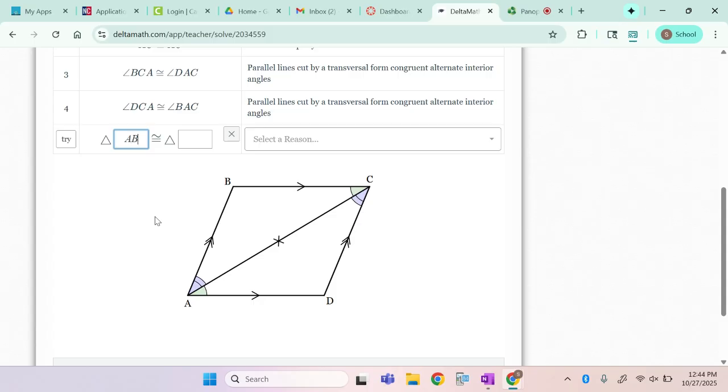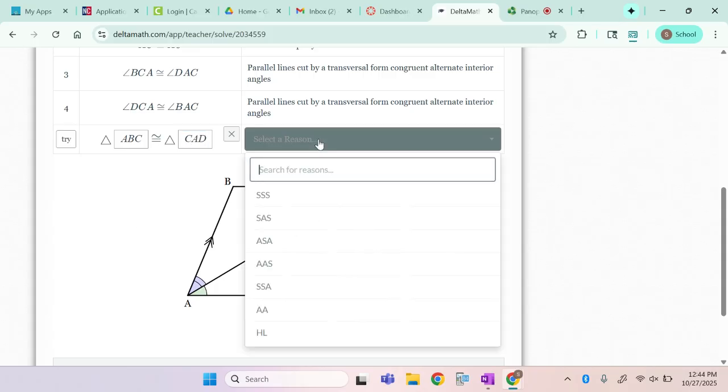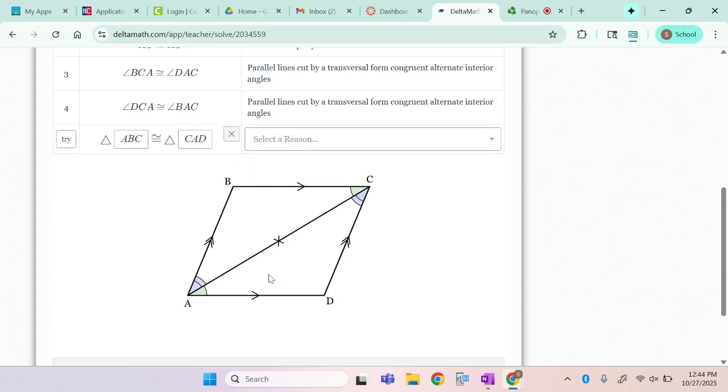So we can say that ABC is congruent to CAD. By what postulate? So what's marked here? So here's the congruent side and our two congruent angles. So it's angle side angle.